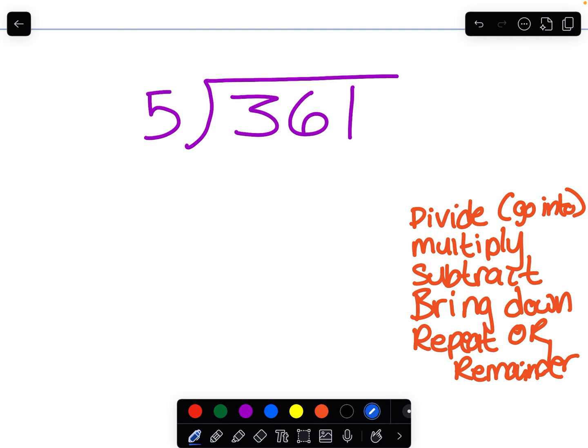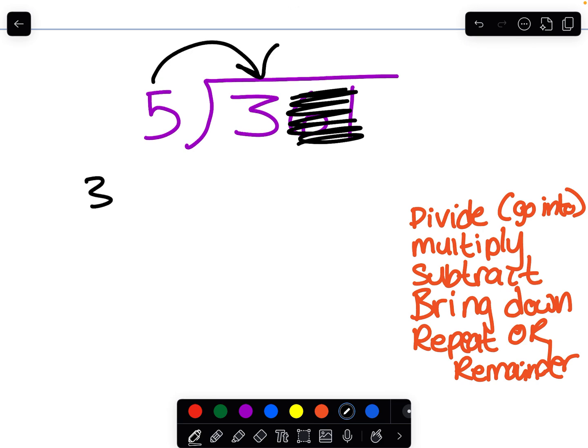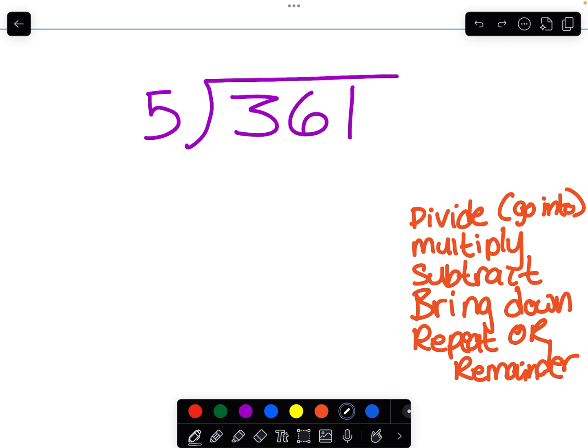Let's do it. So the first thing I'm going to do is I'm only going to look at this first number, and I notice it's a 3, and I say, how many times does 5 go into 3? In other words, 3 divided by 5 equals question mark. But guess what? You can't divide 3 by 5 and get a whole number. It doesn't work because 5 is greater than 3. So what I'm going to do is jump over to the next number.